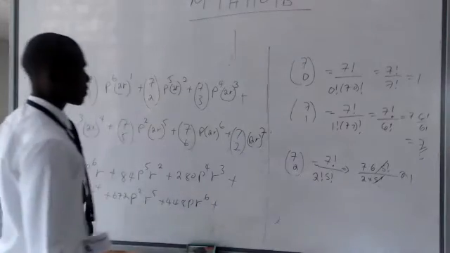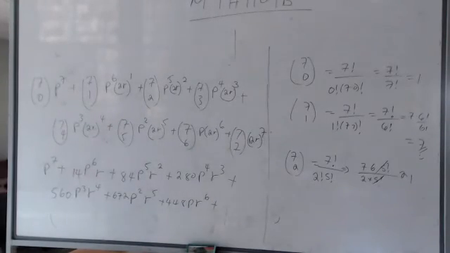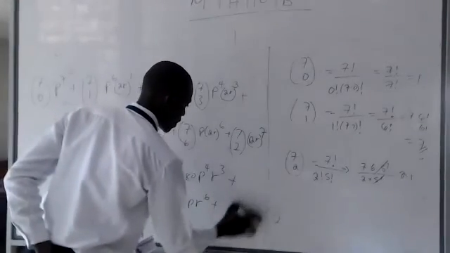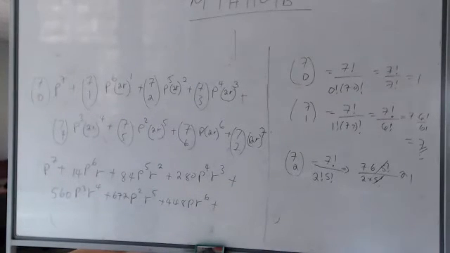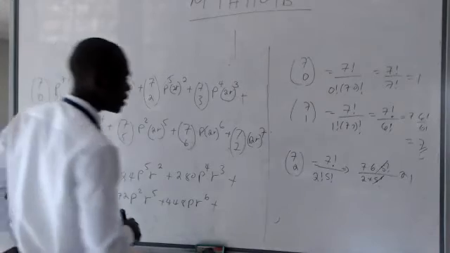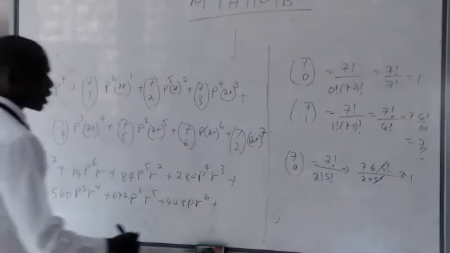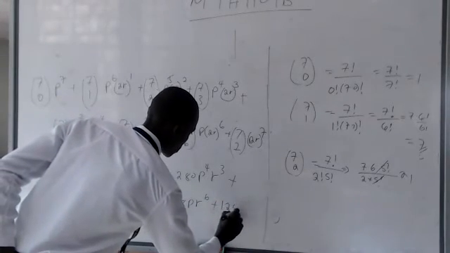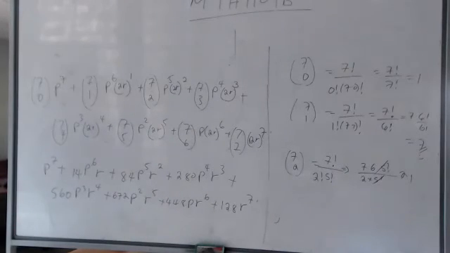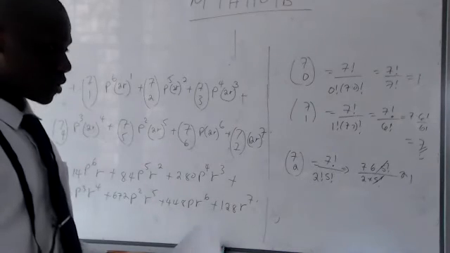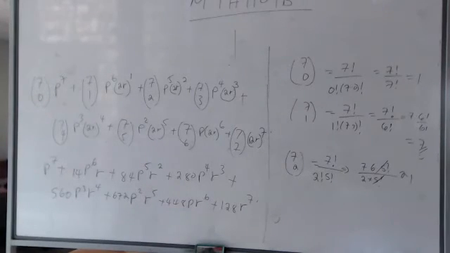And lastly, 7 combination 7. We all know that is going to be 1. And 2 to the 7 should be 128. So this should be 128. This is the expansion. Any question on that?